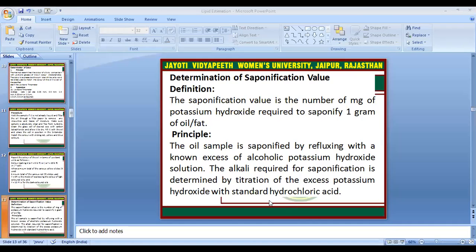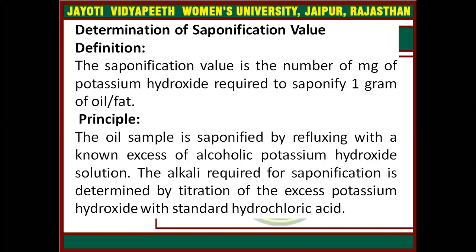Today we will discuss the determination of saponification value of lipid or fats. The saponification value is the number of mg of potassium hydroxide required to saponify 1 gram of oil or fat. What is the principle? The oil sample is saponified by refluxing with a known excess of alcoholic potassium hydroxide solution. The alkali required for saponification is determined by titration of the excess potassium hydroxide with standard hydrochloric acid.